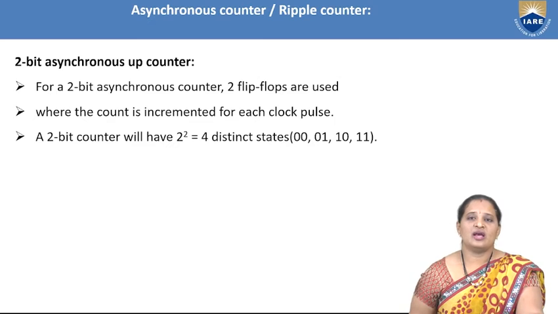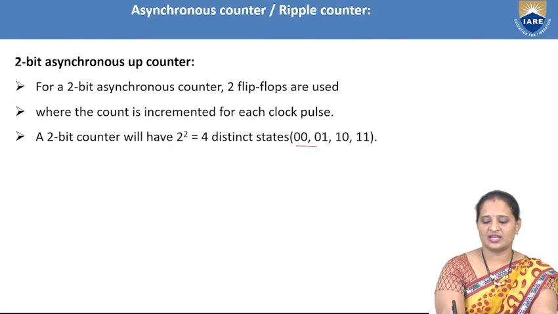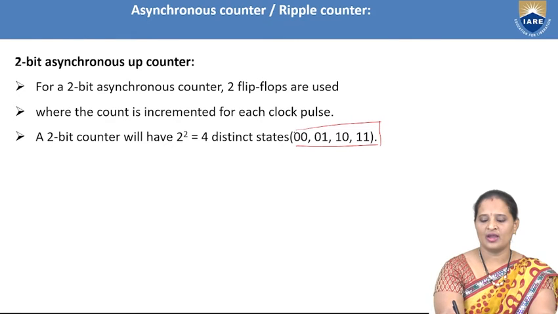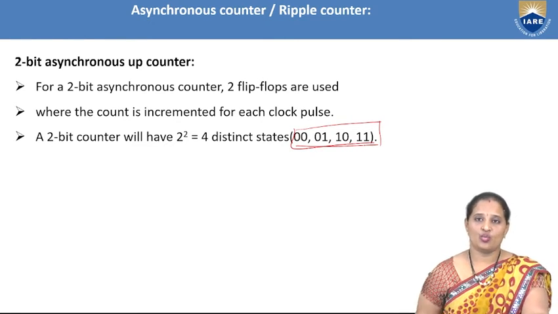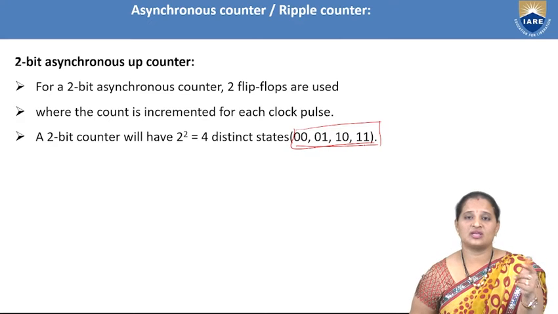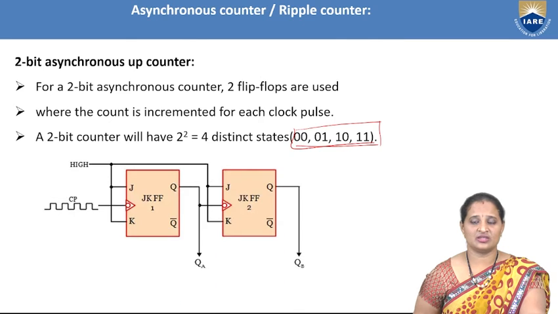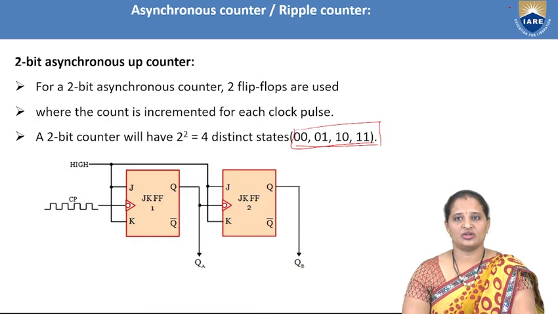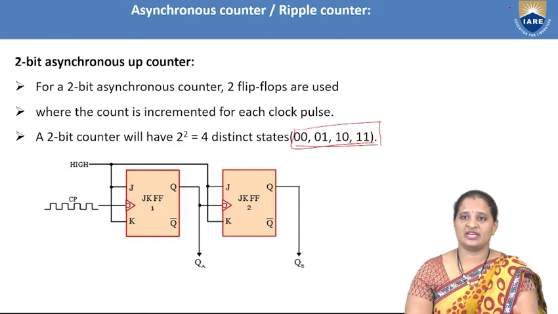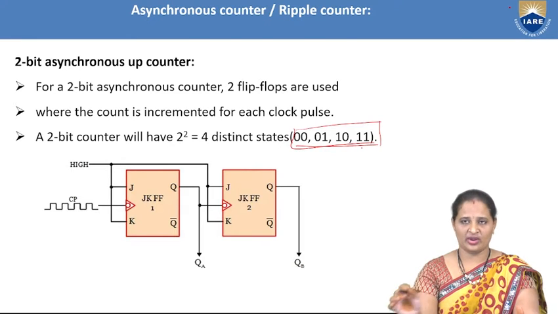So now, as we are designing a 2-bit asynchronous counter, the number of states that it can undergo is 4, and the 4 states are 00, 01, 10 and 11. Let us see how this counter undergoes these 4 states. Let us see the operation of this 2-bit asynchronous counter. So the 2-bit asynchronous counter will count 4 states: 00, 01, 10 and 11.